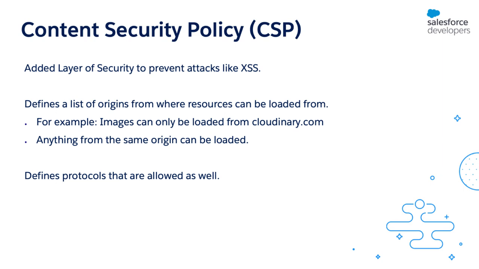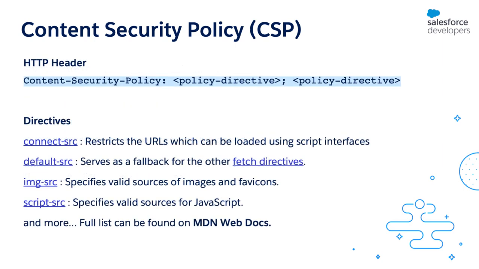So, how is CSP enforced? You just need to add the HTTP header, Content-Security-Policy, to a response and give it one or more values, which are called policy directives. And this controls what resources a browser is allowed to load. There are different directives that allow you to control the origin for different content types. For example, img-src lets you define which domains images can be pulled from. And connect-src defines which domains you can make callouts to, and so on.